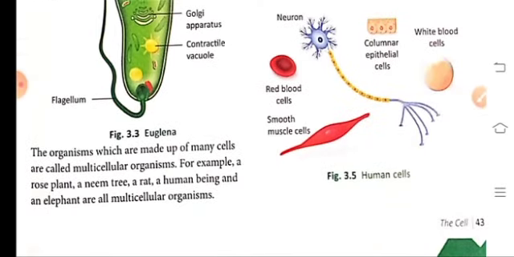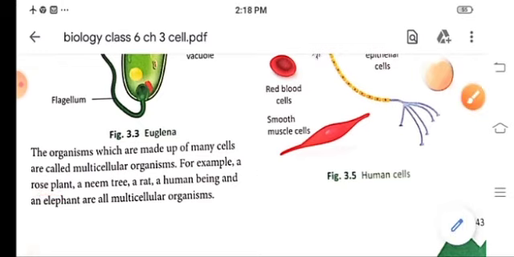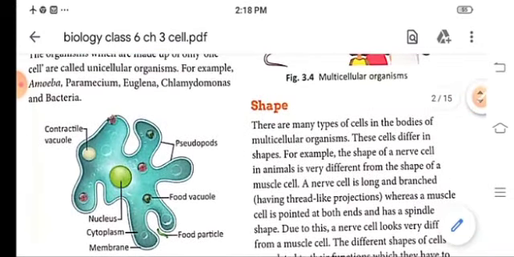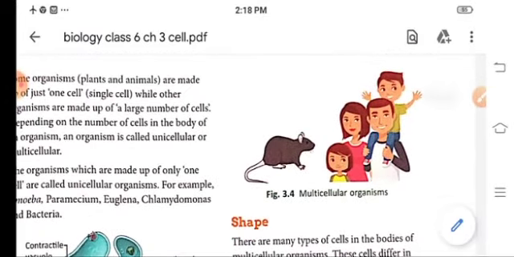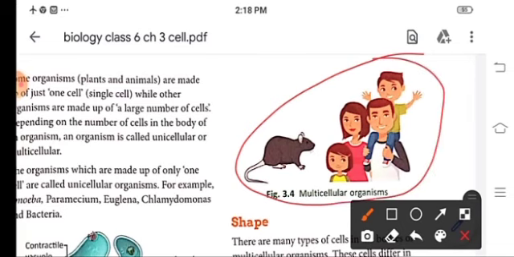Now the organisms which are made up of many cells, the multicellular organisms, are the rose plant, neem plant, rat, human being, elephant. Many organisms on this earth are made up of many cells. So here see, multicellular organism. Now all these are multicellular organisms.